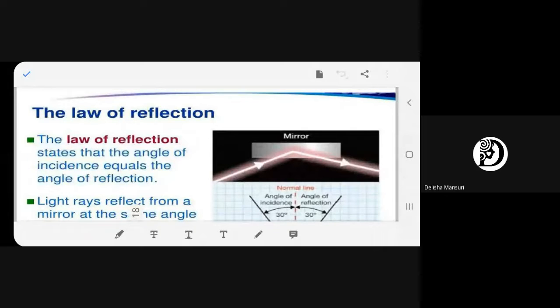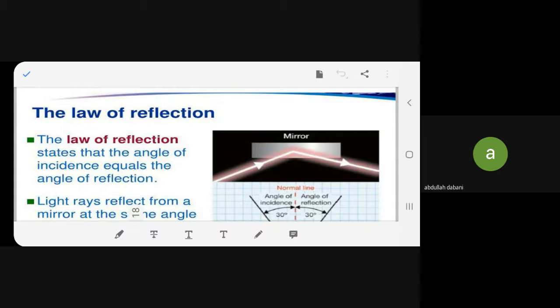Exactly. So angle I is equal to angle R. That's the first law. Second law: incident ray and reflected ray and normal all lie on the same plane, on the mirror. Exactly. All of you understood? Yes, ma'am. All of you understood now? Okay, fine.